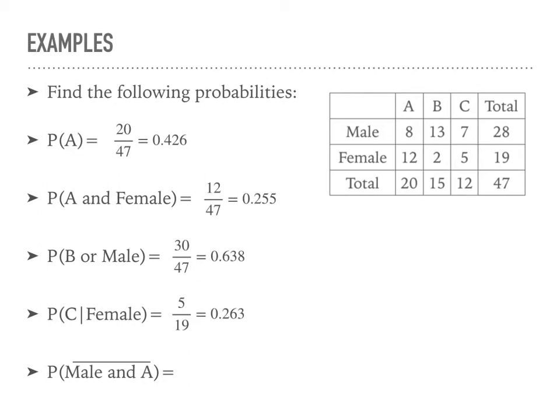Now let's look for the probability of not male and A. So it's not a male that got an A. Now, from knowing our complement rule, we see it might be easier to do 1 minus the probability of being a male and getting an A. So what's the probability of being a male and getting an A? Well, there were 8 males that got A's out of the 47, so 1 minus 8 over 47 gives us 0.830.